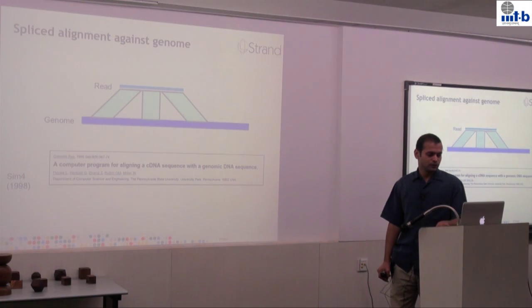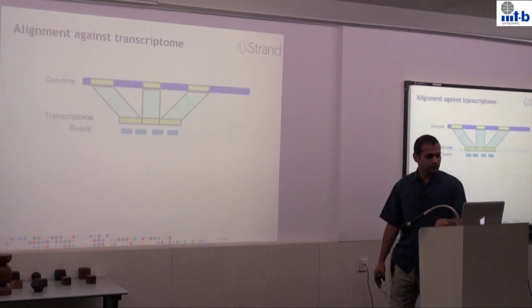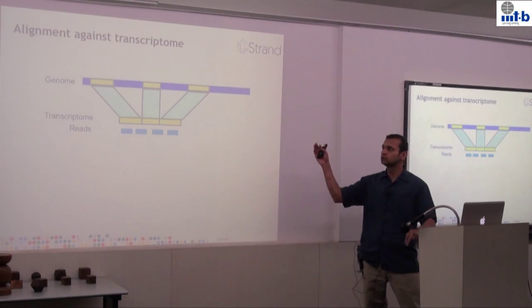So I just wanted to show you that in the 90s, people were publishing papers. In the 2000s, people are still publishing papers on these things. So it's still an active area of research to some extent: how do you do RNA alignment? How do you figure out all these splices?